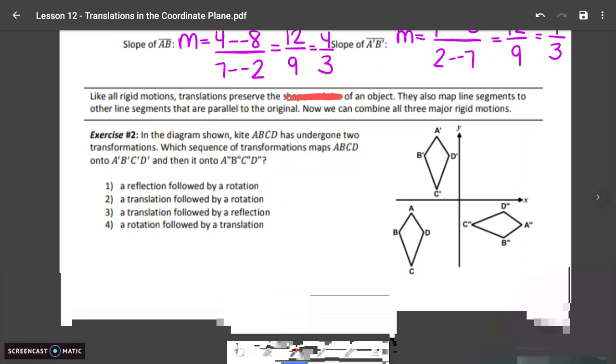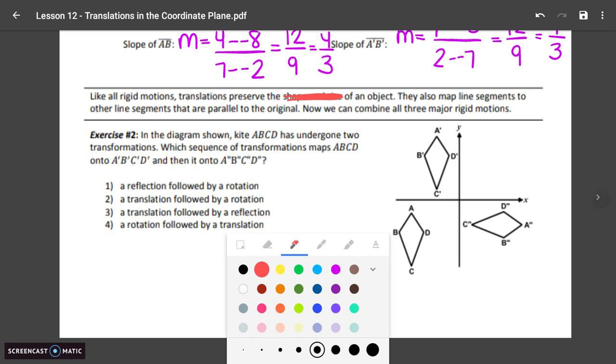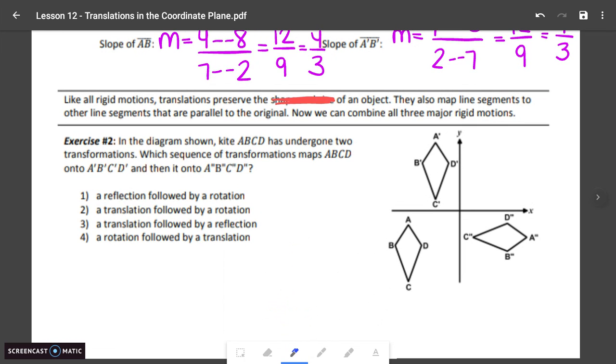So we're looking at the diagram where kite ABCD has undergone 2 transformations. Which sequence of transformations maps ABCD onto A prime, B prime, C prime, D prime, then onto the double primes? So let's first look from ABCD to A prime, D prime, C prime. If we're going from here to here, notice the order of the points A, B, C, D haven't changed at all. They're still in that same order.